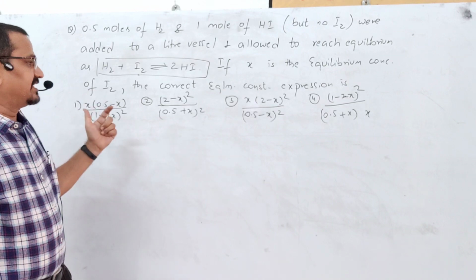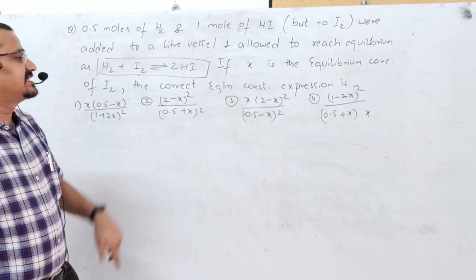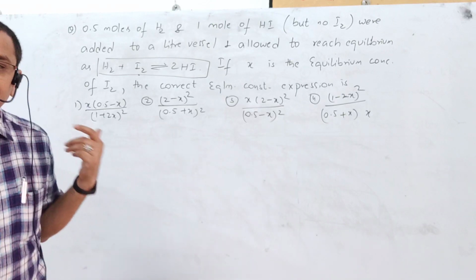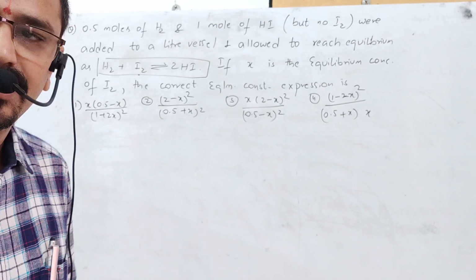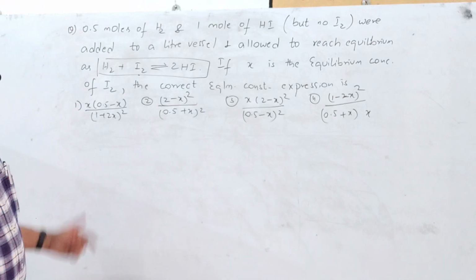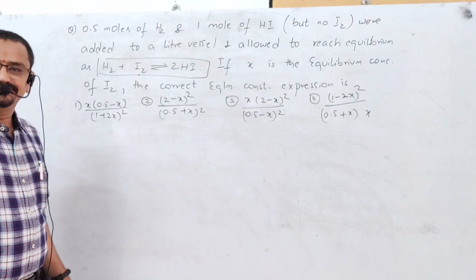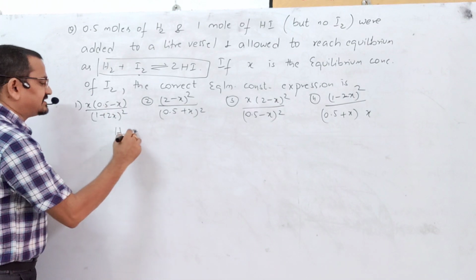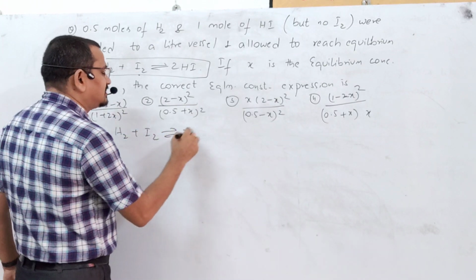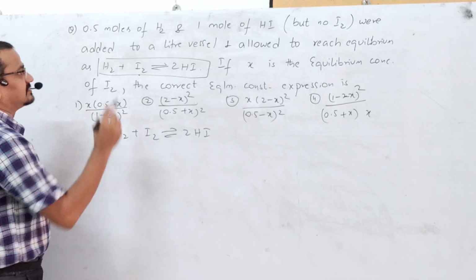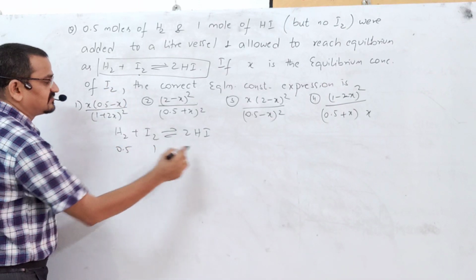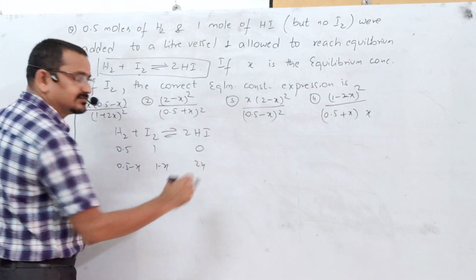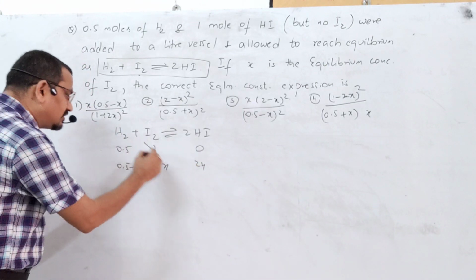In such a case, the correct equilibrium constant expression for Kc will be, what's the answer? Right? Now let us see. Actually, everyone will start in this way. H2 plus I2 gives rise to 2HI. This is 0.5 mole, this is 1 mole, this is 0 mole. 0.5 minus x, 1 minus x, 2x. No, this is a wrong approach.